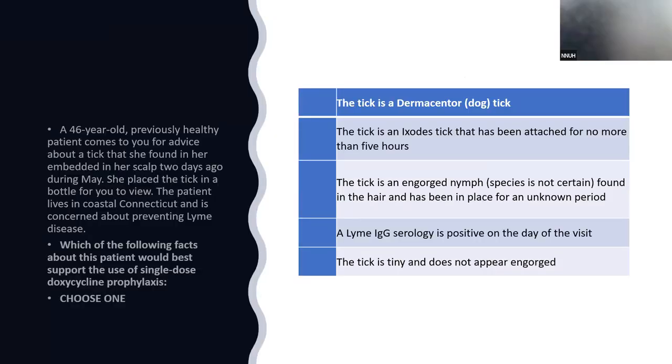Okay. A 46-year-old previously healthy patient comes to you for advice about a tick that she had found embedded in her scalp 2 days ago during May. She placed the tick in a bottle for you to view. The patient lives in coastal Connecticut and is concerned about preventing Lyme disease. Which fact about the patient best supports the use of single dose doxycycline prophylaxis?